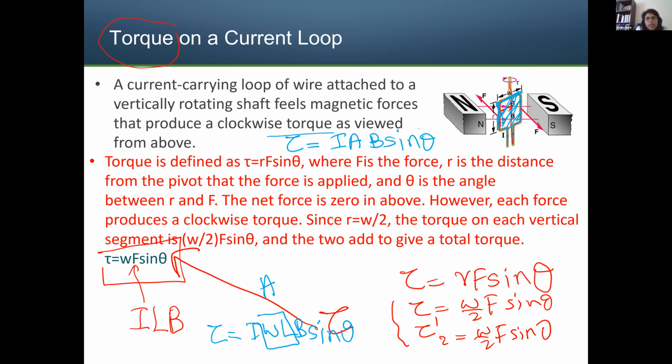Okay, so now in addition to that, usually you don't have a single coil. You have many loops. If you have many loops, you just need to multiply by the number of loops. That will give you the torque of the rotation of the current coils.